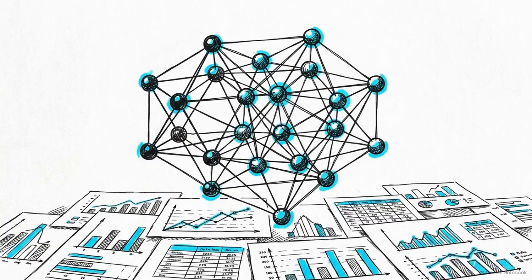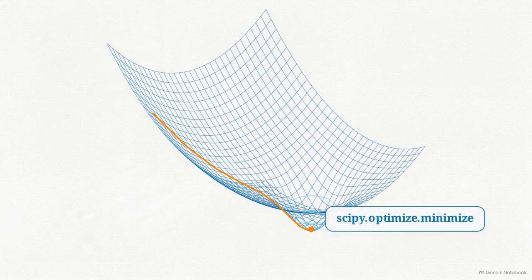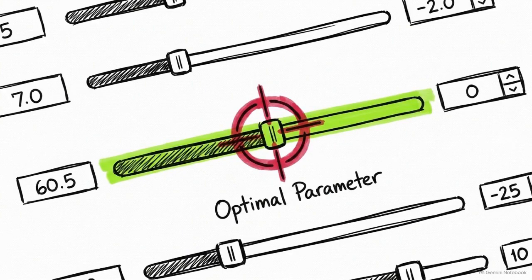SciPy's utility extends beyond experimental analysis into the theoretical core of predictive modeling. This 3D loss surface represents a common problem, finding the exact inputs that yield the lowest possible output, a process handled by scipy.optimize. The minimize function searches this mathematical landscape, iterating until it finds the absolute lowest valley. Machine learning models rely on this minimization process to adjust their internal parameters and fit themselves to training data.